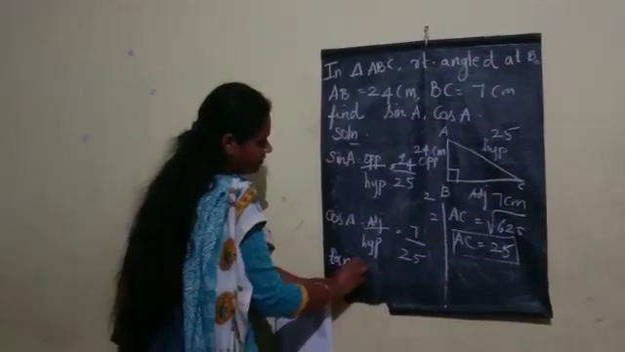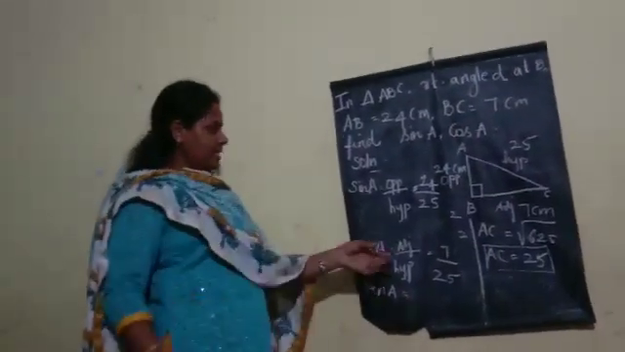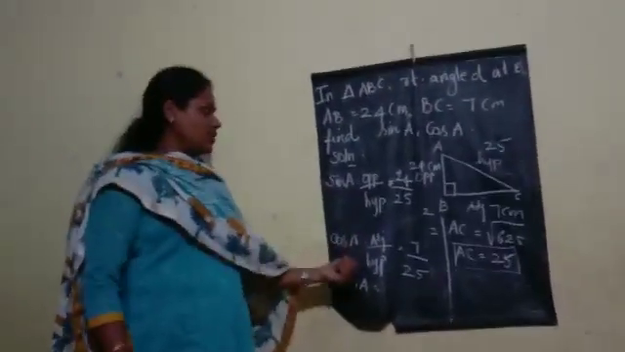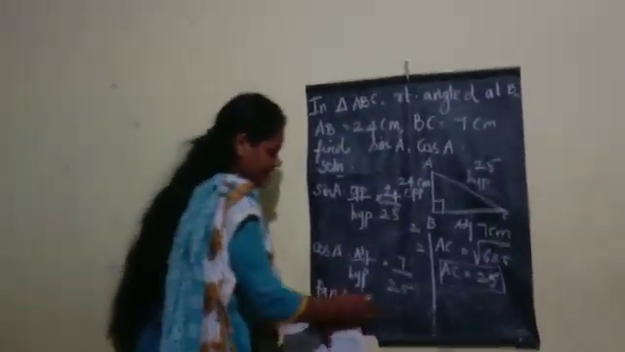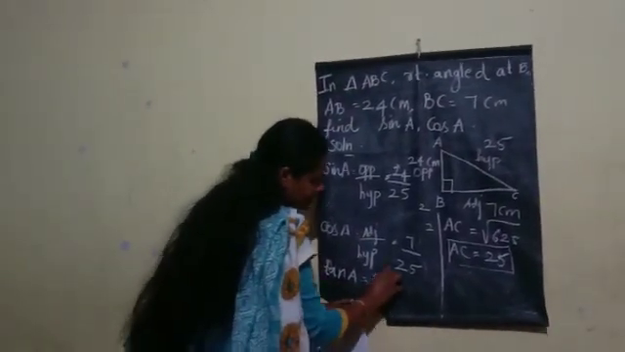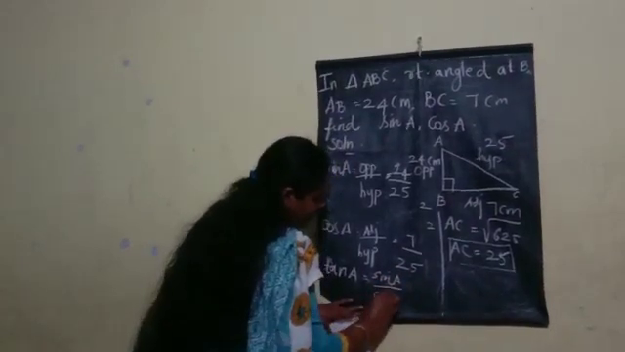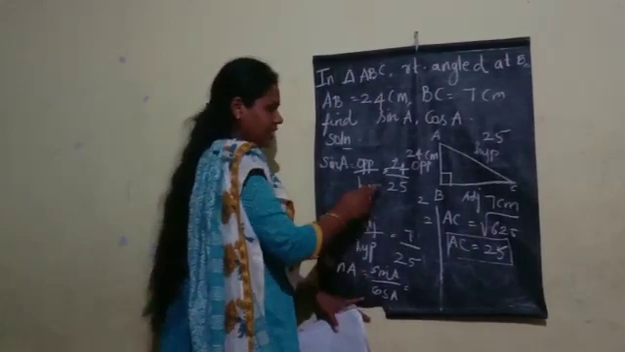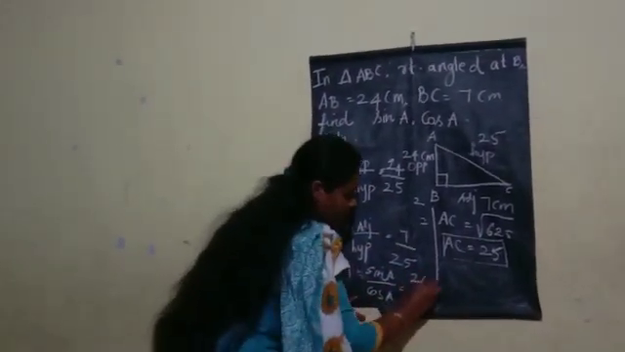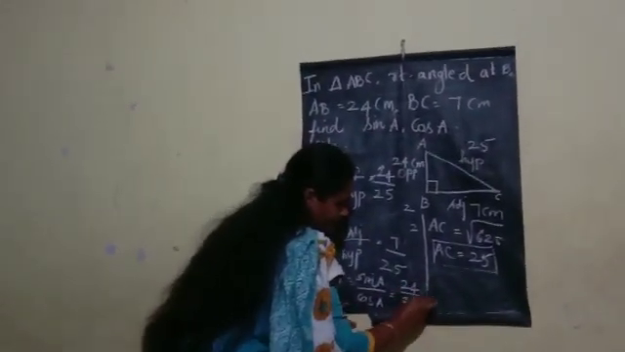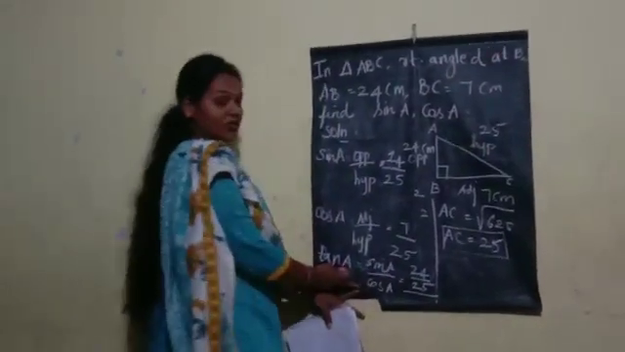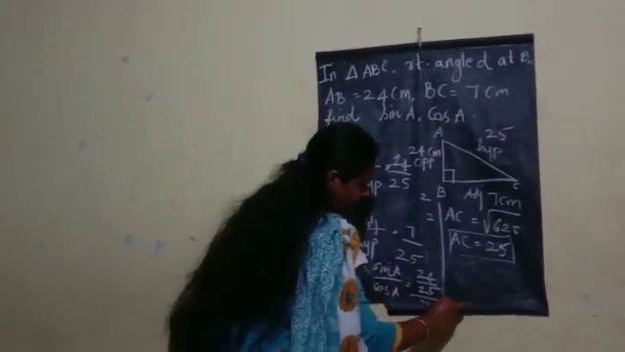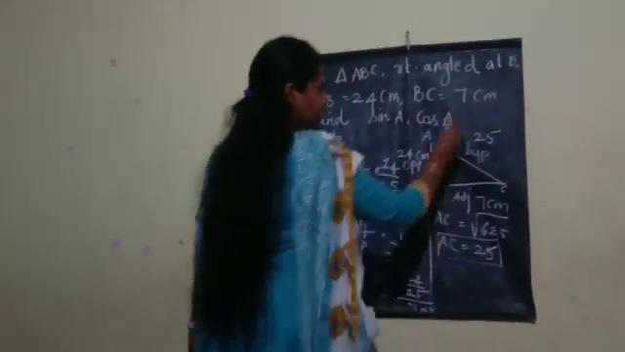Additionally, we can also find the value of tan. How will you find the value of tan? As I have already told you, tan A is nothing but sin A by cos A. We have already found the value of sin A. What is sin A? 24 by 25, by, what is the value of cos A? 7 by 25. So I will just write it clearly here.